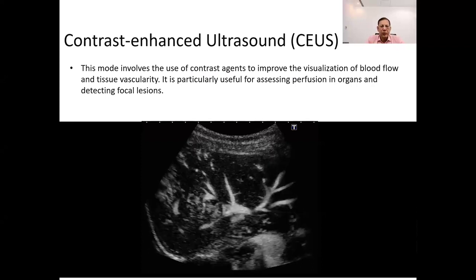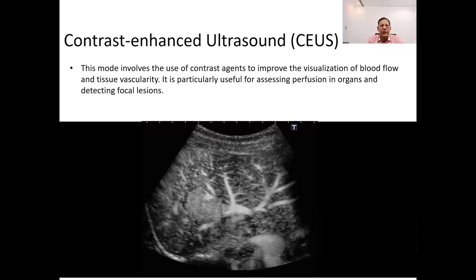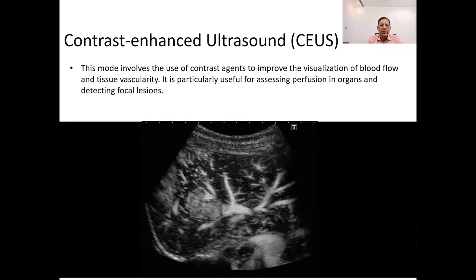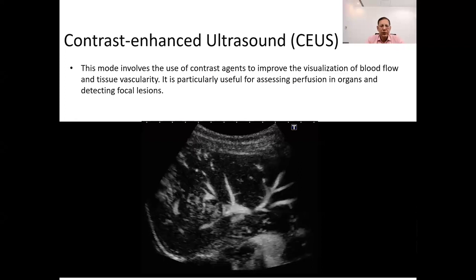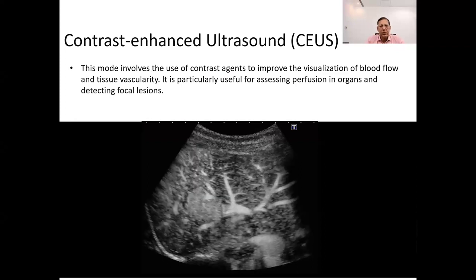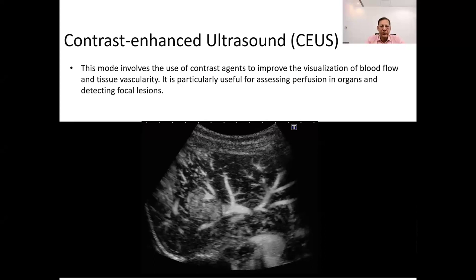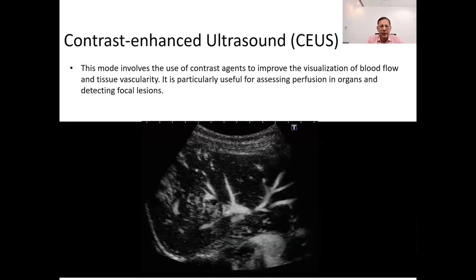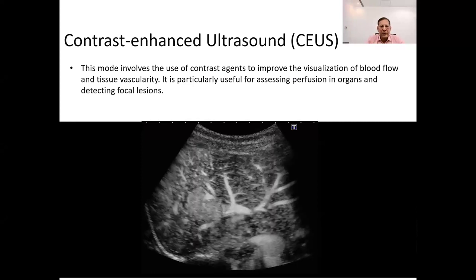The reflected ultrasound signals are processed by the ultrasound machine to create real-time images. The presence of contrast agents enhances the contrast between blood vessels and surrounding tissues, allowing for better visualization of vascular structures and perfusion patterns.